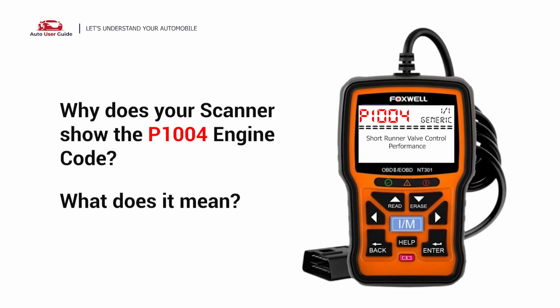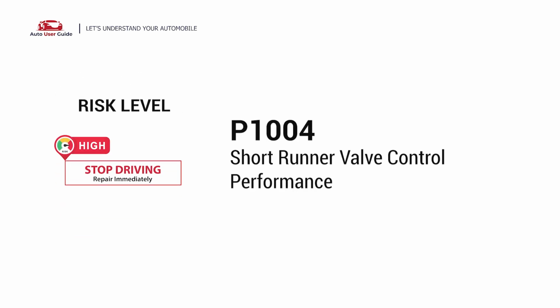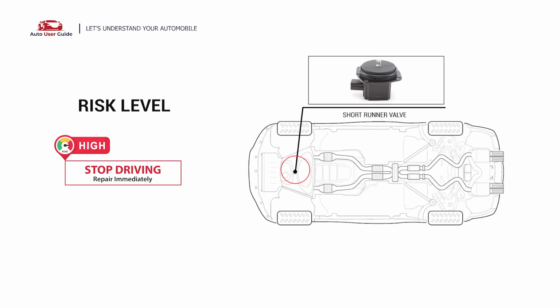Why does your scanner show the P1004 engine code? What does it mean? P1004 is a diagnostic trouble code for short runner valve control performance. It indicates the PCM is not detecting the short runner valve actuator moving correctly, potentially causing performance problems. Under this circumstance, stop driving and repair your vehicle immediately.